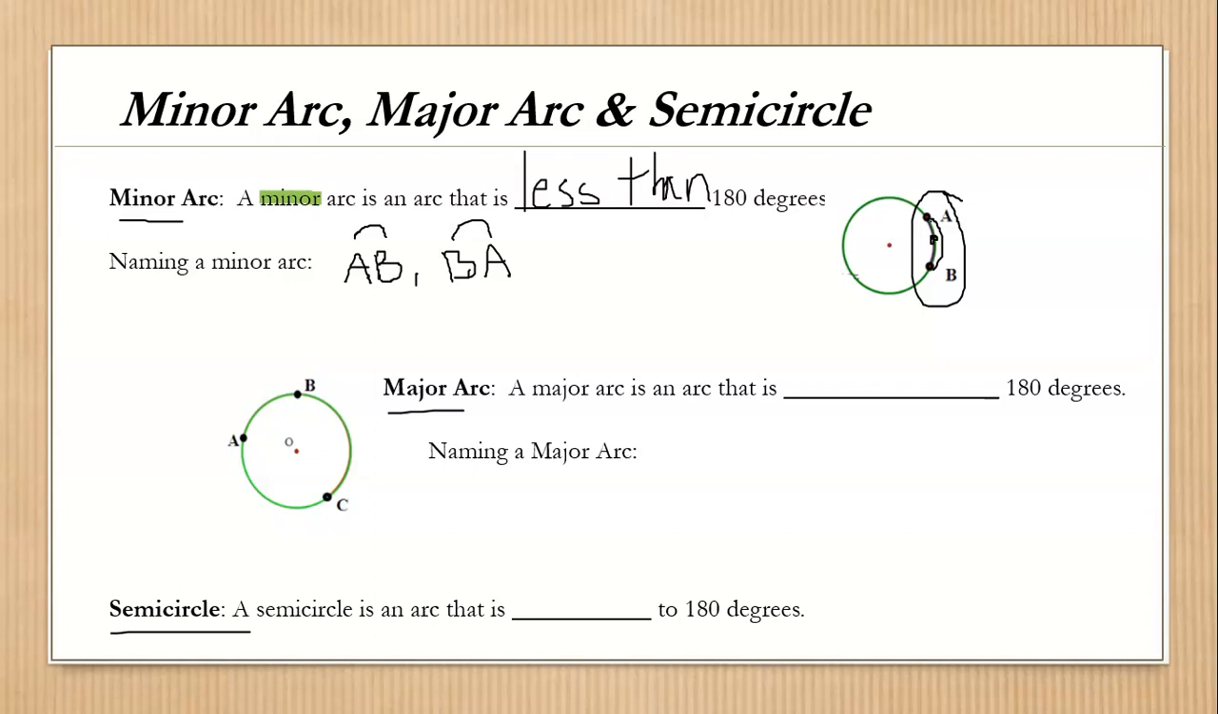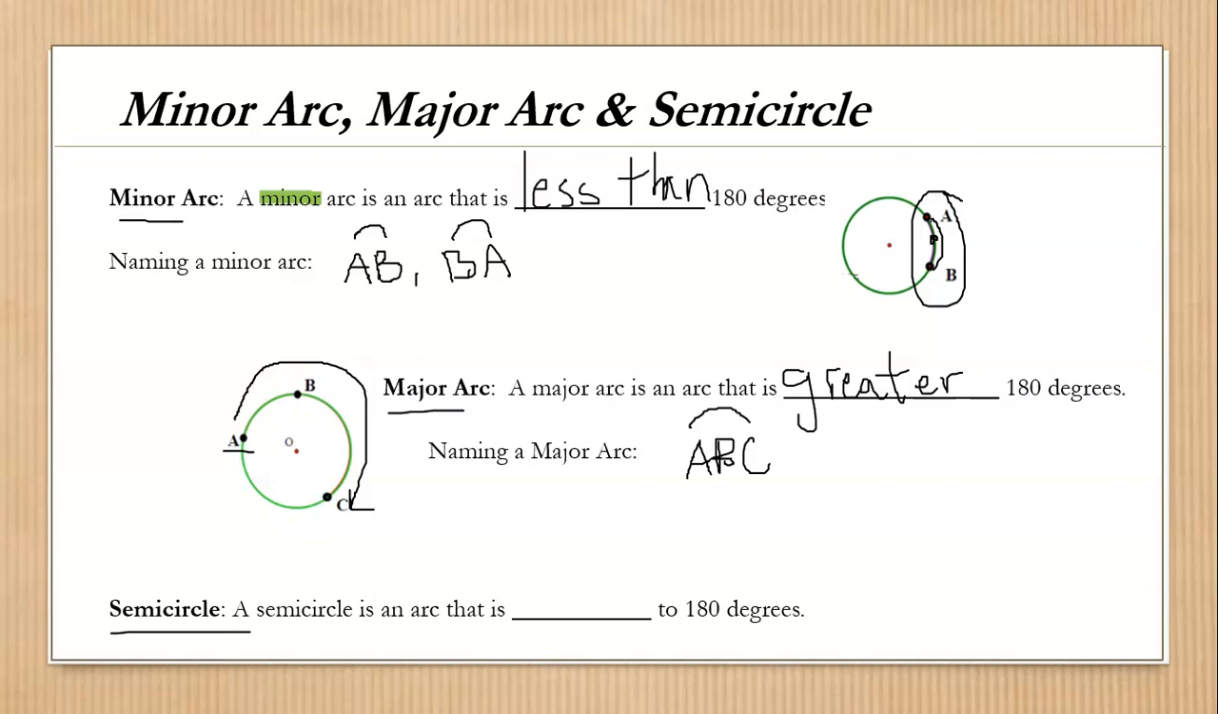So let's look at a major arc. I'm sure you can guess, right? A major arc is an arc that is greater than 180 degrees. So when we name a major arc, you do the same thing. Whatever letter you're starting at and wherever you end. So if I wanted to start at A, I would go arc A, B, C. That one surely looks greater than 180, right? This is the diameter. So arc A, B, C. Now, major arcs are typically identified with 3 letters.